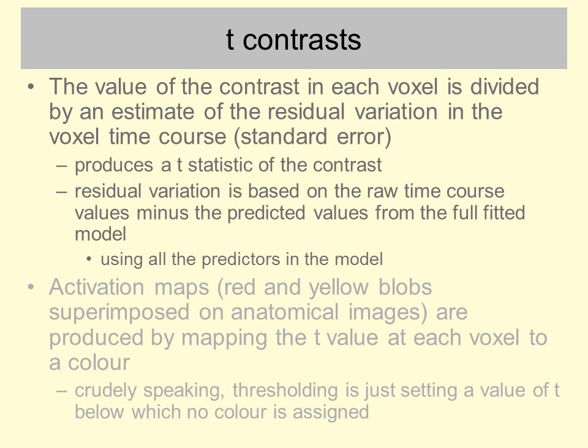So in order to produce the t statistic from the cope image, you then divide by what I talked about earlier, which is the value for residual variation at that particular voxel, the variation that could not be modelled by the full set of regressors in any way. So that is of course based on the raw time course values minus those predicted values from the full model fit.